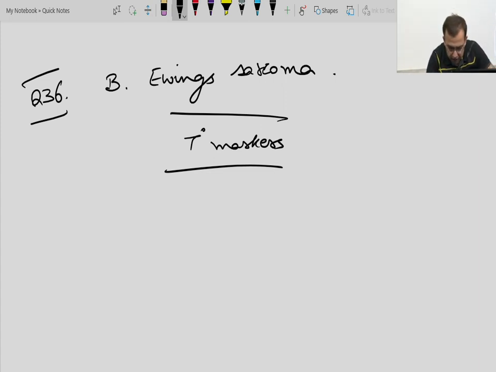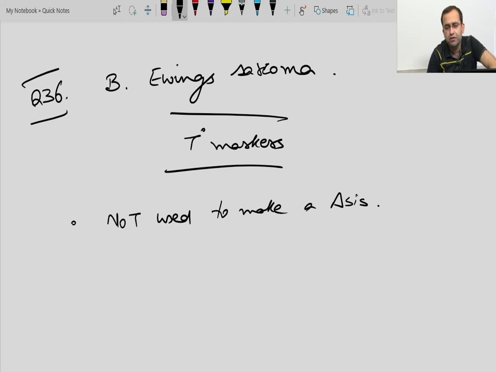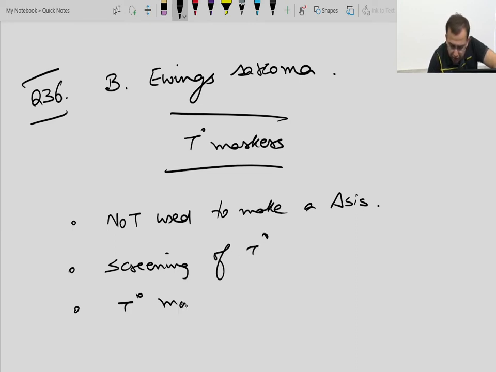Let us write it pointwise: tumor markers are not used to make a diagnosis of the tumor, but they are used for screening of tumors and tumor monitoring. Tumor monitoring means the patient has come to you, you have operated, given chemotherapy. After that, you will keep her on continuous AFP follow-up, because when the tumor recurs, AFP would be elevated again.